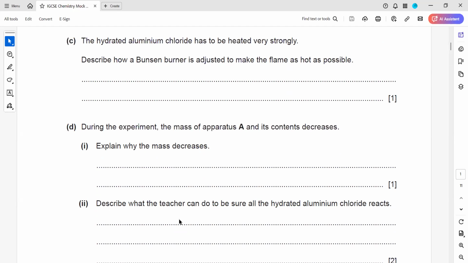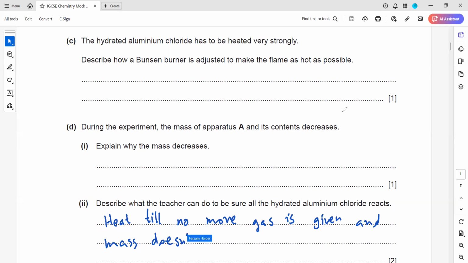The next is: describe what the teacher can do to make sure that the hydrated aluminum chloride has reacted. So heat until no change in the mass, or no more mass change, or heat till the constant mass. Instead of saying no more gas is given off, the best way to answer such is until the mass does not change.